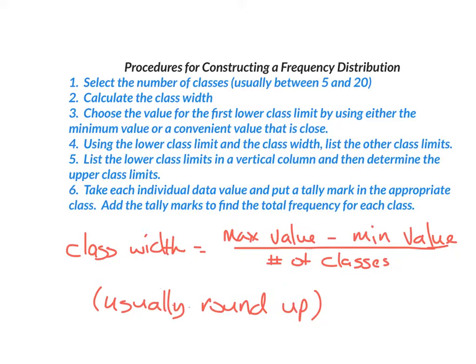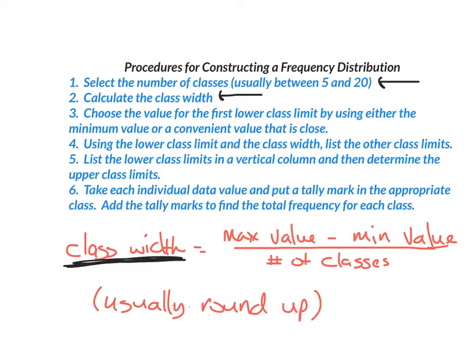Here's how you make one on your own. What's going to happen tomorrow when you come in is I'm going to give you sets of data and have you make your own frequency distribution. So first thing you do is you select how many classes you want, usually between 5 and 20, and part of that depends on how spread out your data is. And we'll talk about that tomorrow. Number 2, figure out how wide you want your classes. And here's how we're going to do that. We're going to figure out our class width.